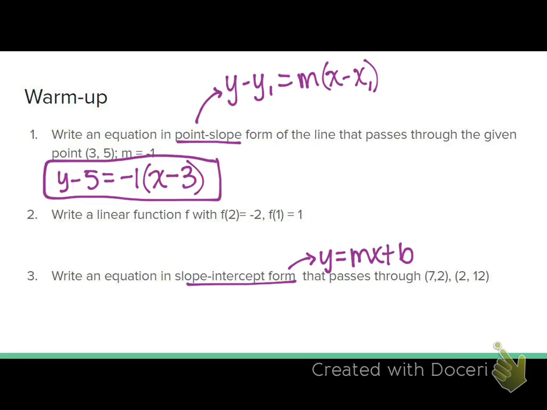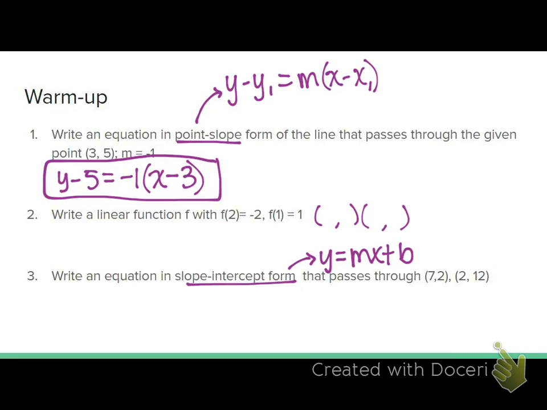Make it quick, please. Number 2, write a linear function with f of 2 equals -2 and f of 1 equals 1. We have to know that this represents 2 what? These represent 2 different what? Points. 2 different points. What points do these represent?